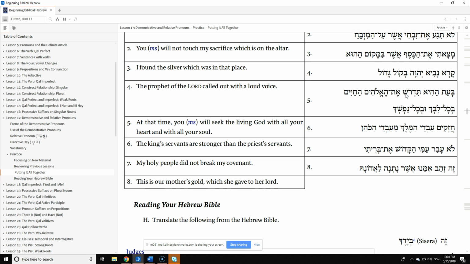We've got 4 letters here. It's not a noun that we recognize, but it could be a verb with a prefix or a suffix. Well, shin never functions as a suffix, so maybe tav is a prefix. Sure enough, tav hirik is an imperfect prefix for second person.